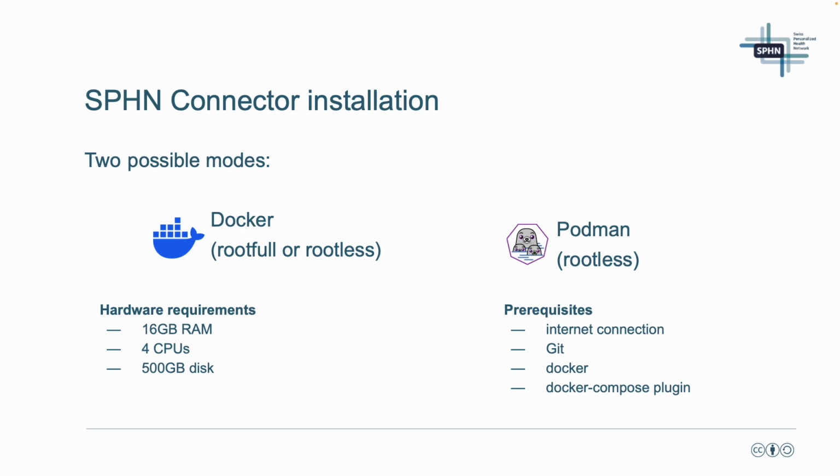Before installing the SPHN Connector, make sure to fulfill the hardware requirements, which are a minimum of 16 GB of RAM, 4 CPUs, and 500 GB of disk space. In addition, the following prerequisites must be met. Make sure to have an internet connection. The SPHN Connector is run locally, but the installation step requires that you access the Git repository of the SPHN Connector. Therefore, you must also have access to Git, and you must also have Docker and the Docker Compose plugin installed on your machine.